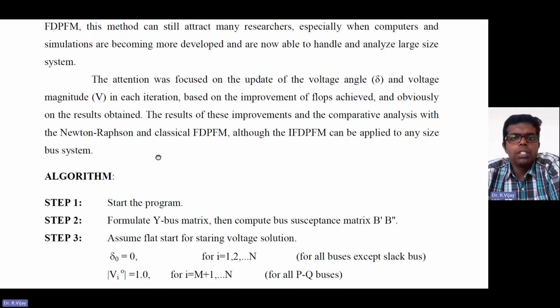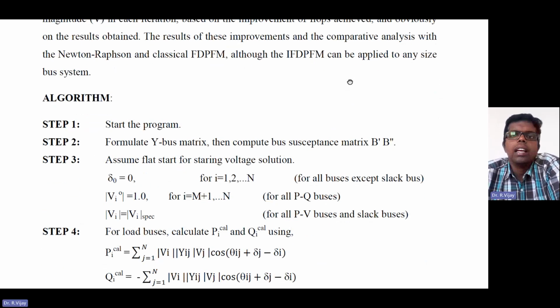The attention was focused on the update of voltage angle and voltage magnitude in each iteration, and the improvements achieved, and obviously on the results obtained. The results of these improvements and the comparative analysis are between Newton-Raphson and this classical fast decoupled method. It is well known for its fast convergence characteristics.